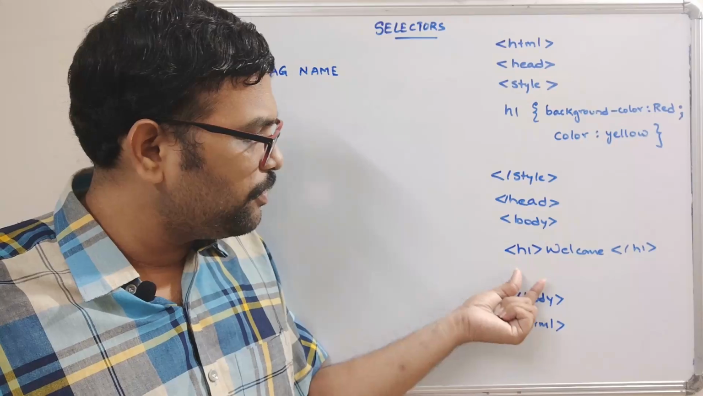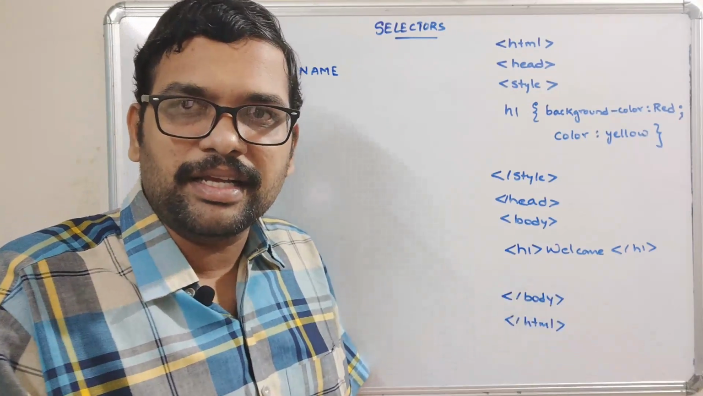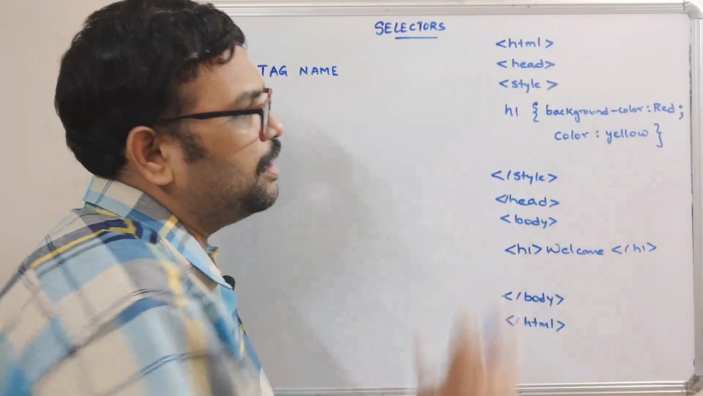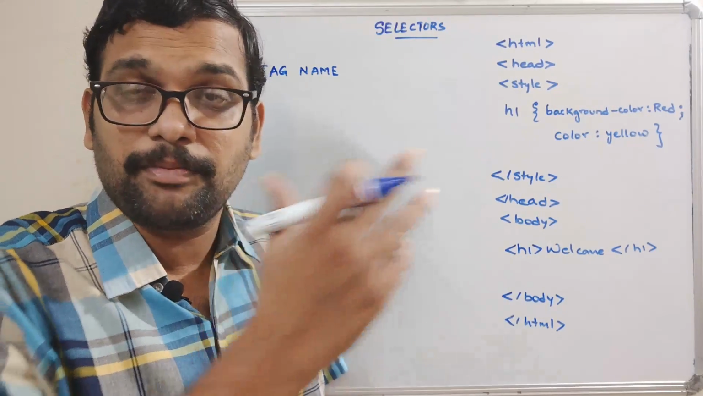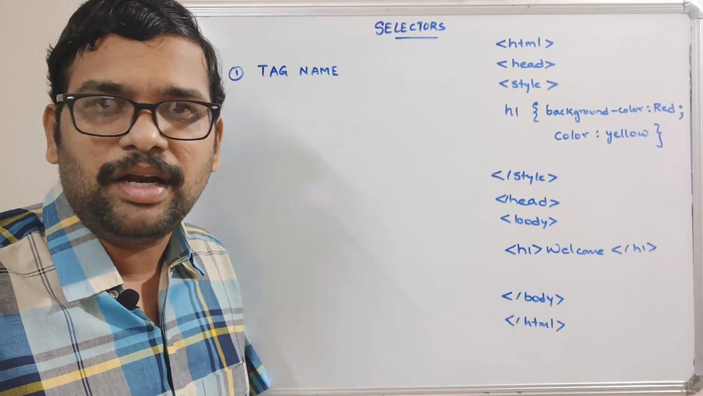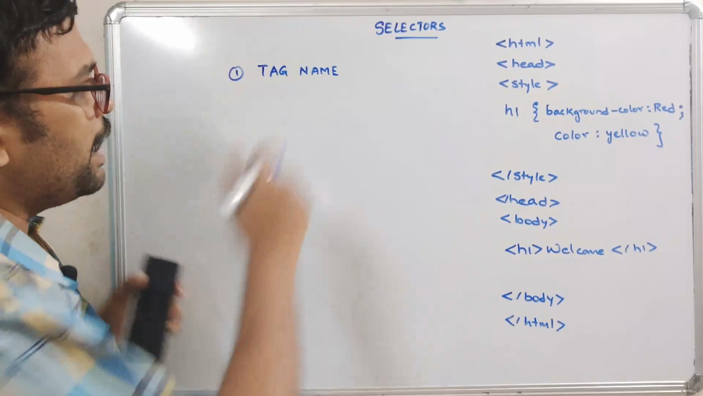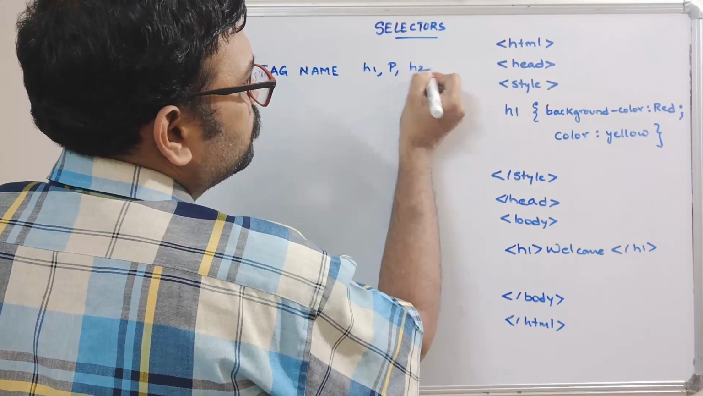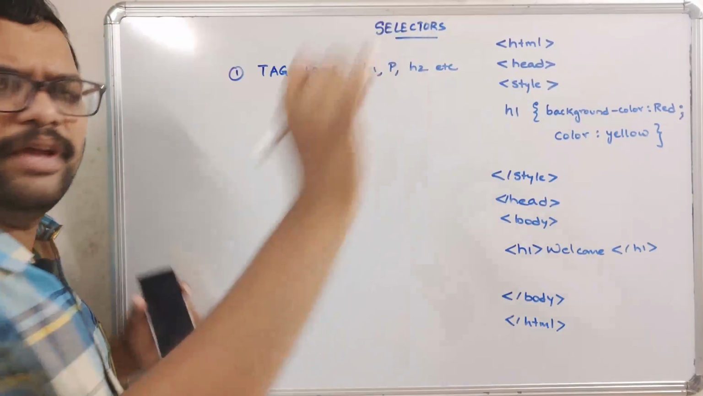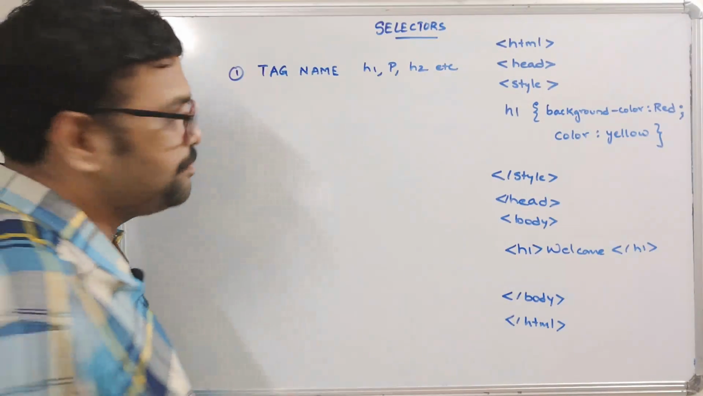For example, if you write one more h1 and we are writing some other text, the same style will be applied for that particular tag also, that particular content also, right? So that means we have to give directly a tag name, like h1, paragraph, h2, etc. Like this we can give anything. Directly we have to go with the tags.